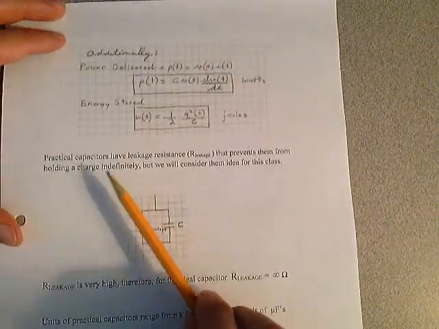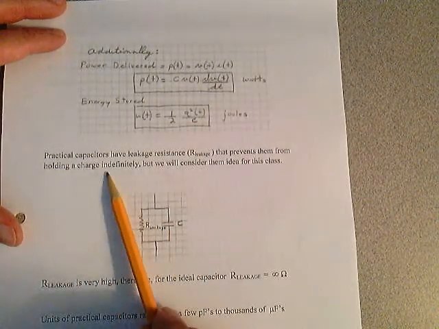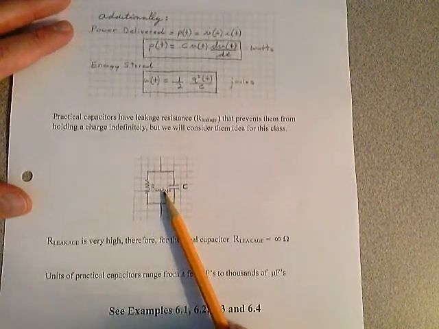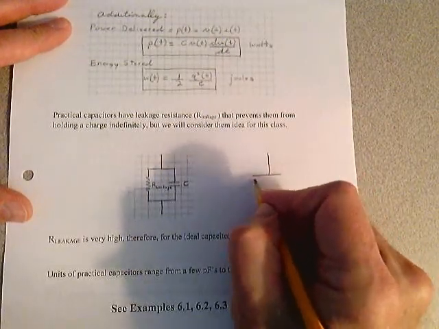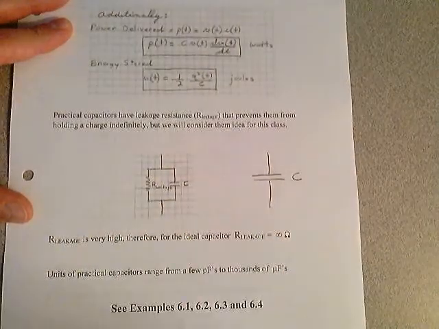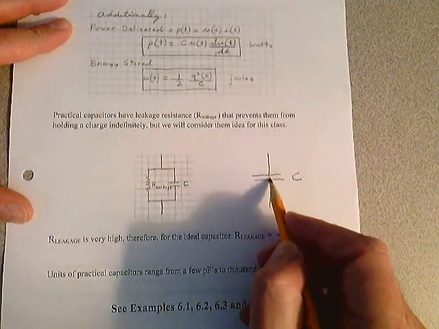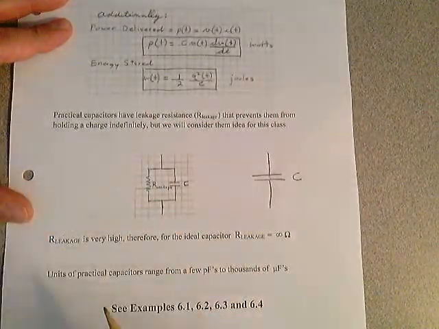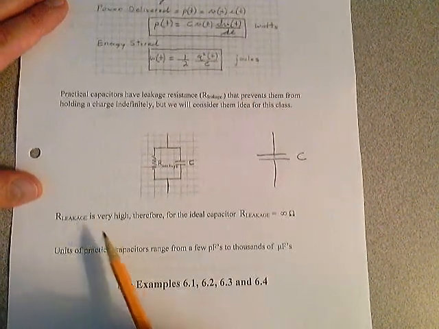Practical capacitors have leakage resistance through the dielectric, which is in between the plates, that prevents them from holding indefinite charge. But we'll consider them ideal for now. But this is what a practical capacitor looks like. An ideal capacitor would look like this, which I showed you on the previous page. The practical capacitor has a leakage resistance which we put in parallel with the ideal capacitance. That's the resistance through the dielectric. No current flows through there other than a leakage current. You don't want it, but you get it.